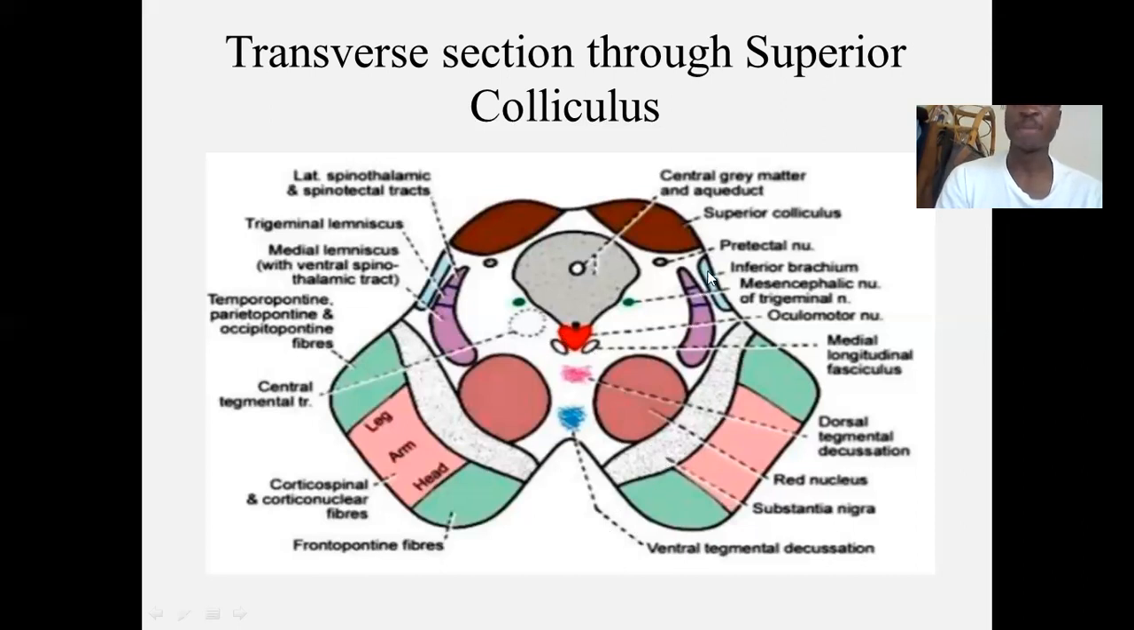Then this is the inferior brachium in this region. The inferior brachium, of course, is going towards the medial geniculate body of the thalamus from the inferior colliculus. The one that comes from the superior colliculus will be the brachium of the superior colliculus, or you can refer to it as the superior brachium. Then the pretectal nuclei are the ones that work in subserving the direct consensual light response. If you shine light in one eye, the other one will also constrict.